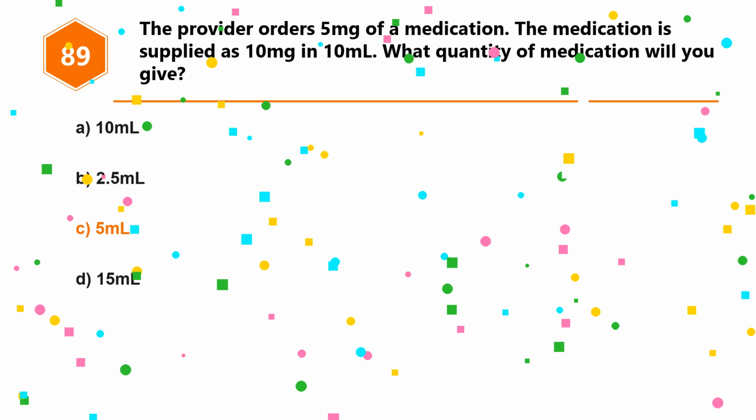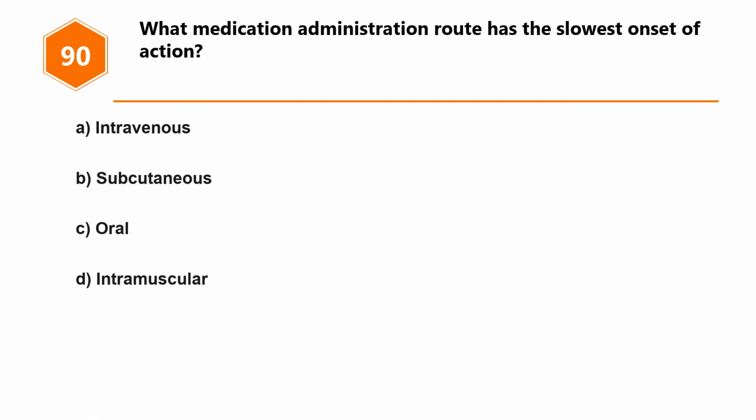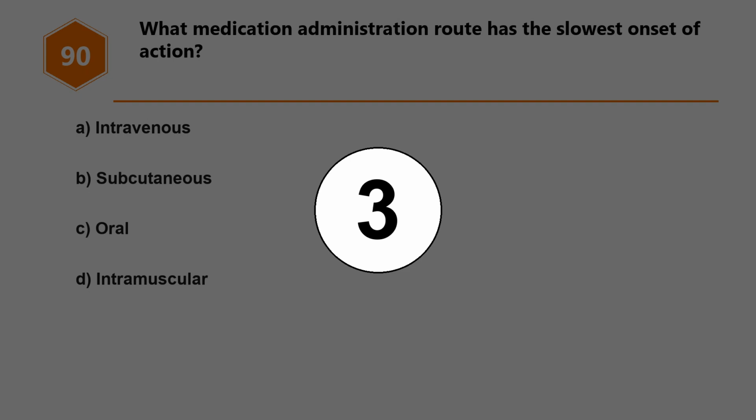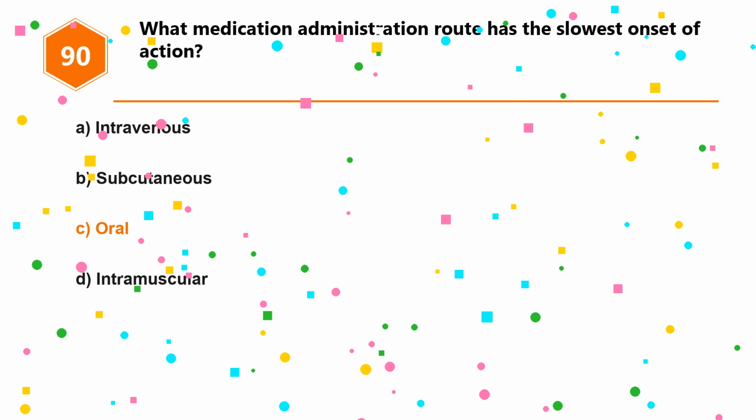The correct answer is option C, 5 ml. Question 90. What medication administration route has the slowest onset of action? Option A, intravenous. Option B, subcutaneous. Option C, oral. Option D, intramuscular. The correct answer is option C, oral.